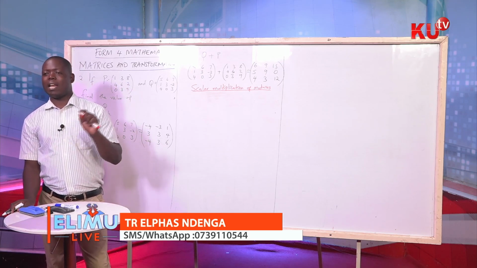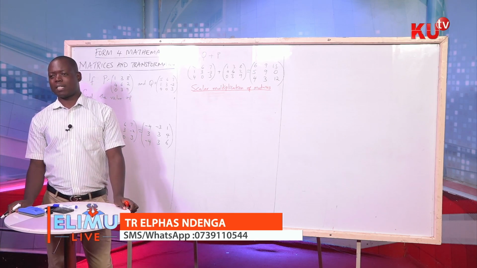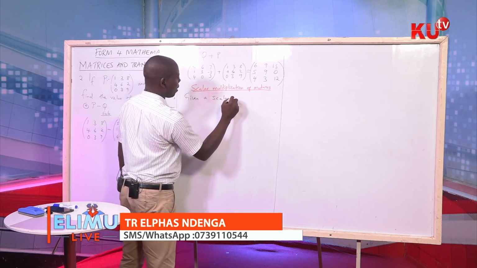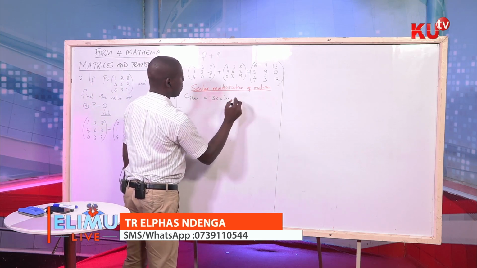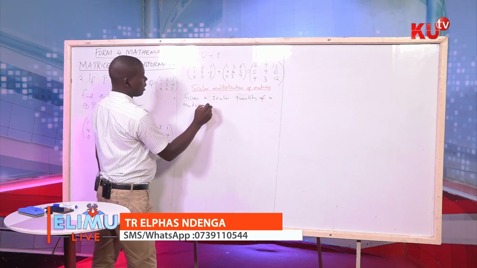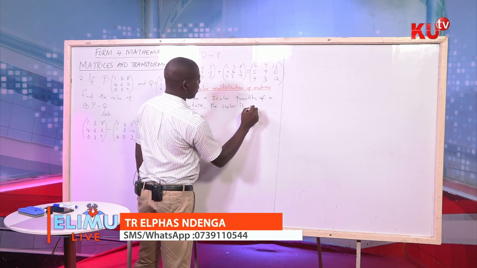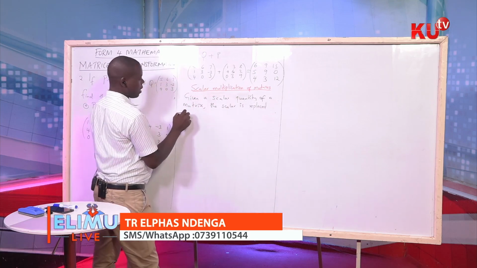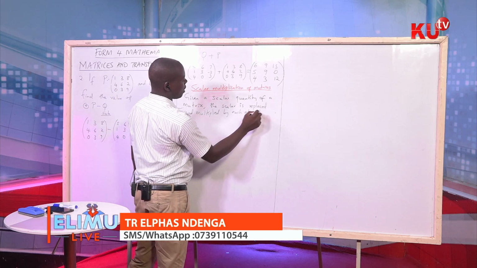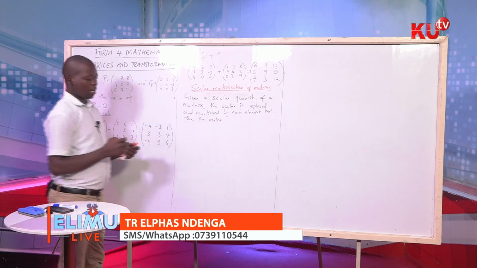So if you have a scalar and a matrix, the scalar is distributed to each of the elements that form that particular matrix. What I mean is, if you are given a scalar quantity multiplying a matrix, the scalar is multiplied by each element that forms the matrix.